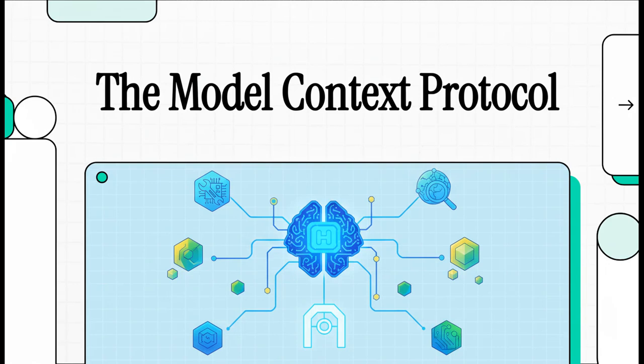So we all know AI can write a pretty good story, or even a poem. But how does it actually connect to your calendar? How does it search through your files? Today, we're going to pull back the curtain on the hidden engine that makes all of that possible, the Model Context Protocol.